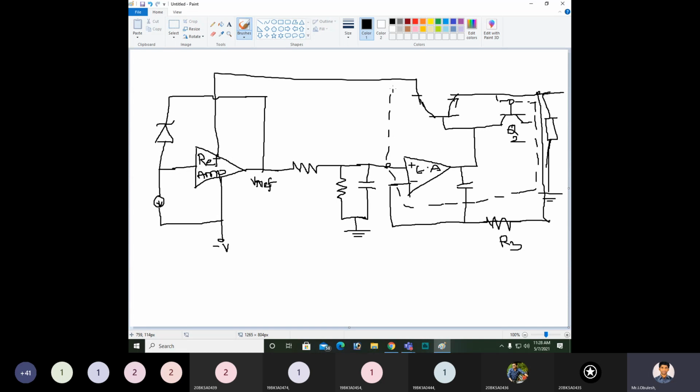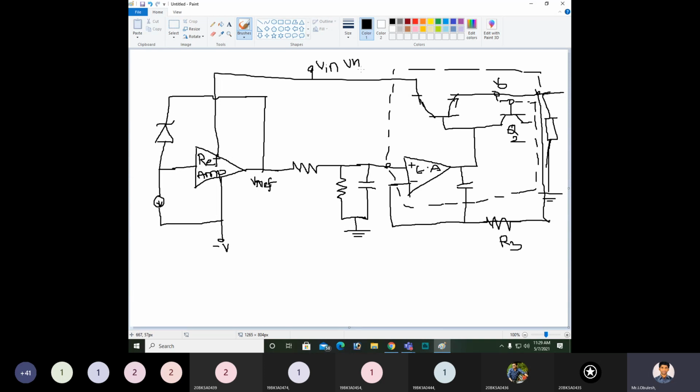So where will you get it? That V0 value. Here we will get the V0 value. So at this point, we are getting V0. Here you need to connect unregulated DC, or V in.